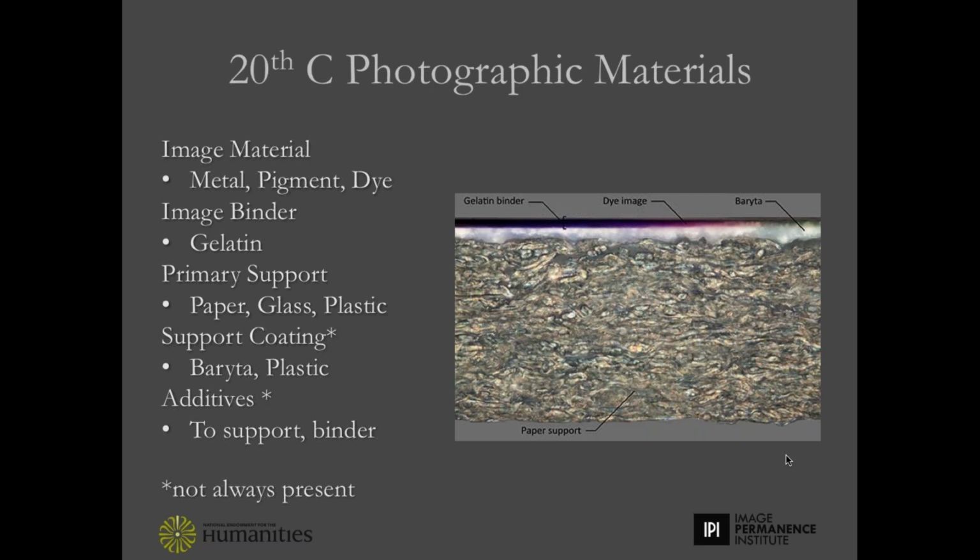The plastic coating is called resin coating, or simply RC. It is a pigment, titanium dioxide, which is mixed with the plastic polyethylene. A clear polyethylene plastic layer is also coated on the back of the paper. This serves a similar purpose as the baryta layer, but it also makes the paper waterproof, allowing for faster chemical processing. There are also lots of other additives that were commonly incorporated into the support or into the binder of photographic prints, and we'll discuss those as we talk about the processes.